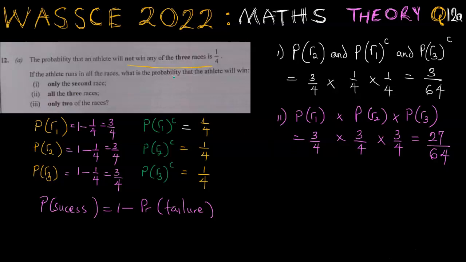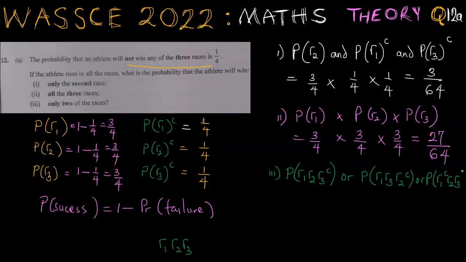The third one, that's the probability that the athlete will win only two of the races. This is also very straightforward. We've got three races, R1, R2, and R3. Winning only two would be the probability that he wins the first and the second, but loses the third. So this is going to be R1, R2, R3 complement, or the athlete will win the first, lose the second, but win the third. So this is going to be win the first, win the third, lose the second, that's R1, R3, R2 complement, or the athlete loses the first, that's R1 complement, but wins the second and the third.